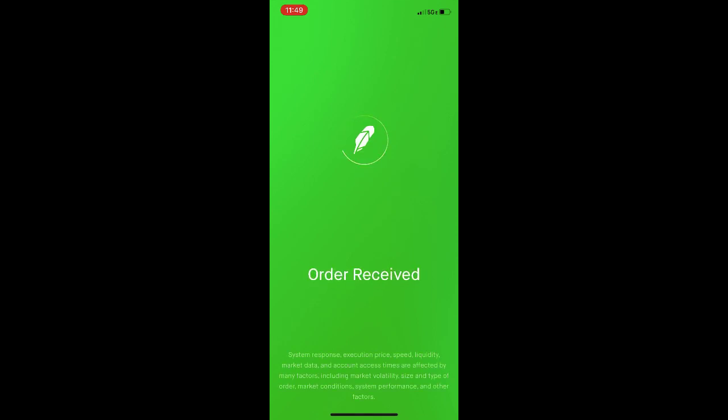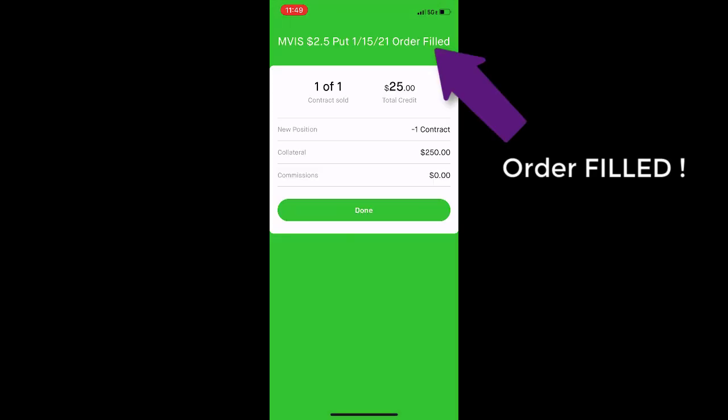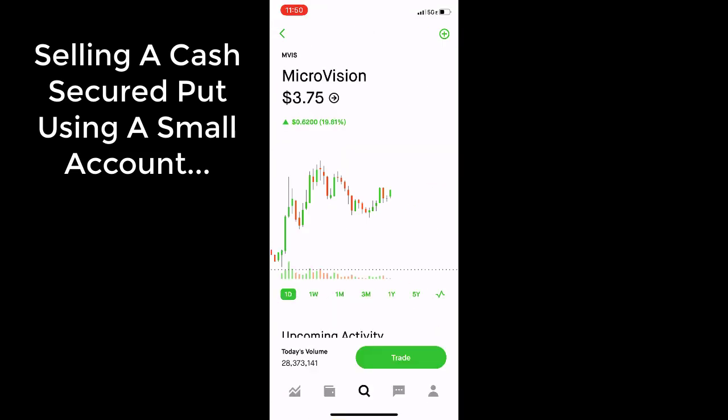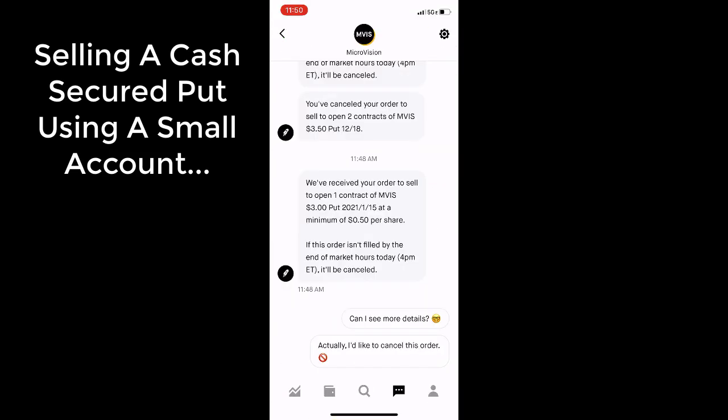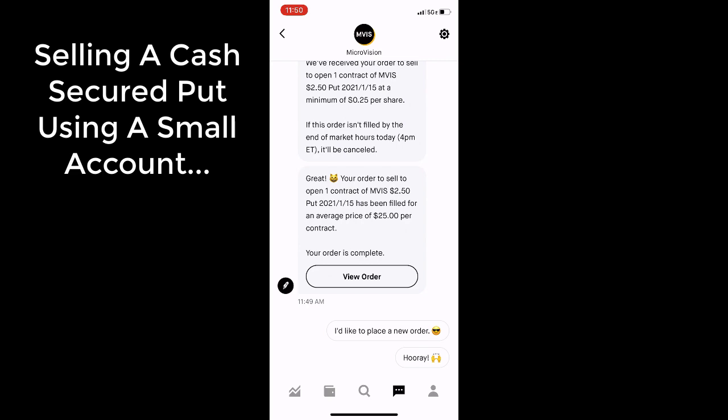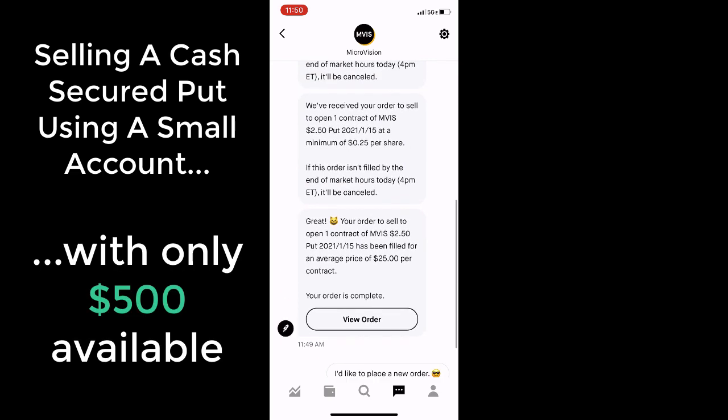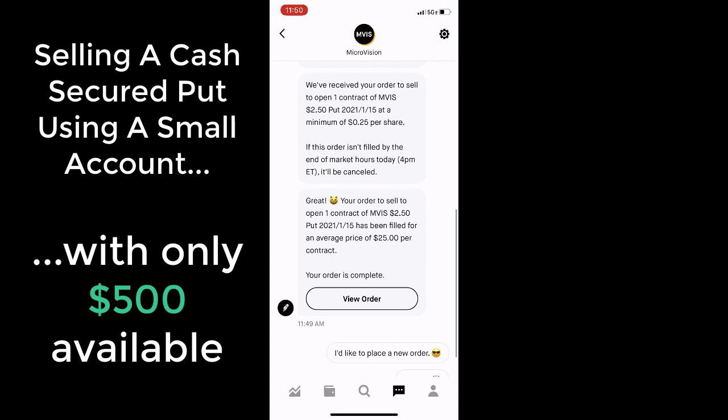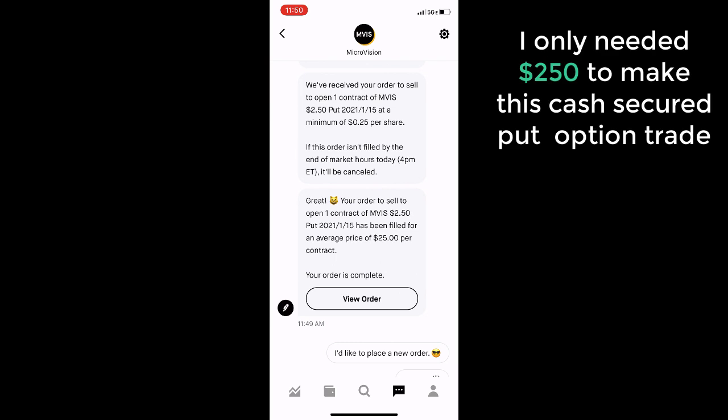My order gets received, and then shortly thereafter, the order gets filled. So in this demonstration, I just showed how I would place a cash secured put option trade using a small account with $500 or less. And in this example, I only used $250 for my cash secured put.